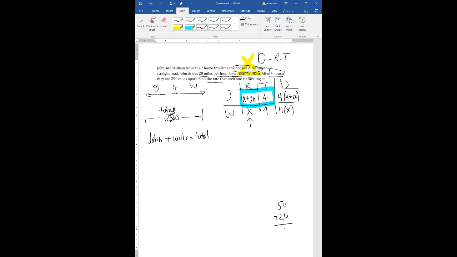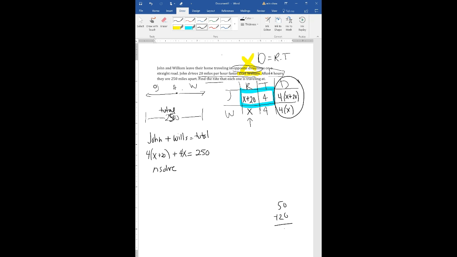Now, distance is this guy right here. Again, it's in terms of X because I don't know what my rate is. It's what I'm trying to find. That's the whole purpose of having something called X, so that I can use some algebra to solve it. So John is 4 times X plus 20. That's his time times his rate. Will is 4 times X because that's his rate times his time. And I know that the total is 250 miles. So I did distance plus distance equals 250.